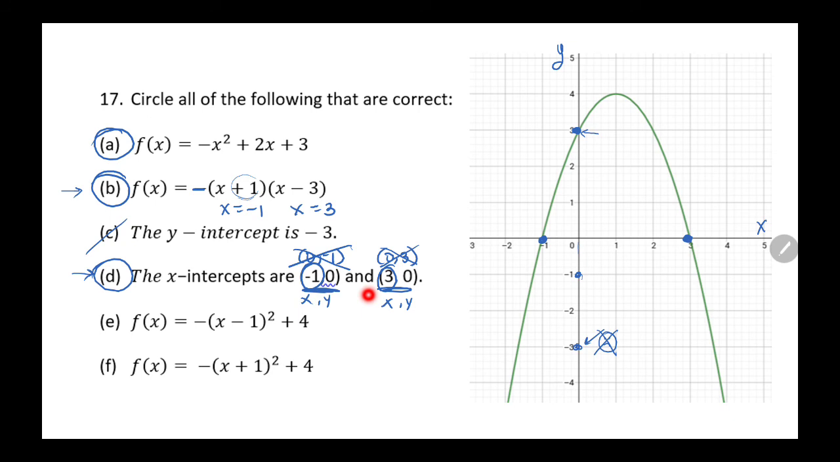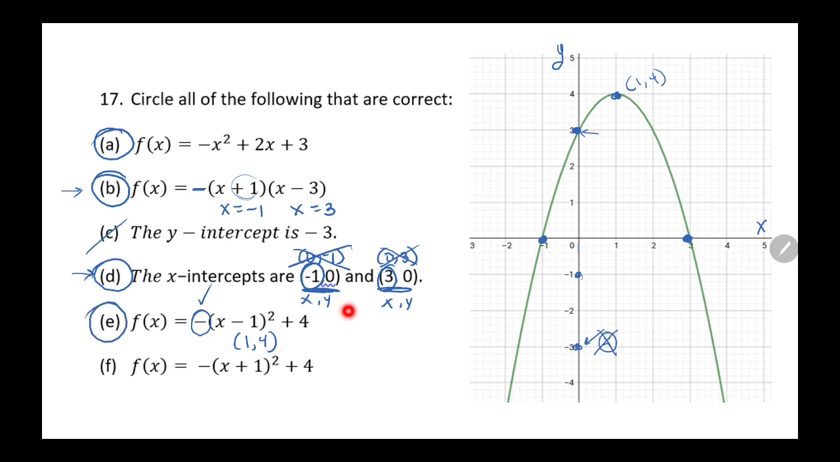Okay, now for E, this is called vertex form. Whenever it's in this h, k format. So that negative out in front, that's a good sign. It means that's facing down. And then my vertex would be flip the inside, that's positive 1. Keep the outside, that's 4. Does that match with what we have? Sure does. Our vertex is at positive 1, positive 4.